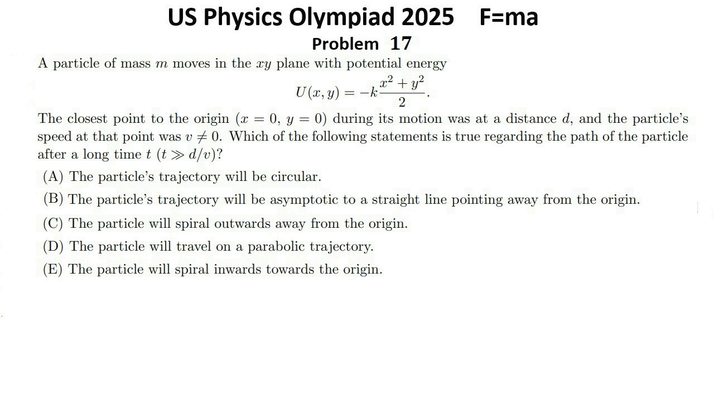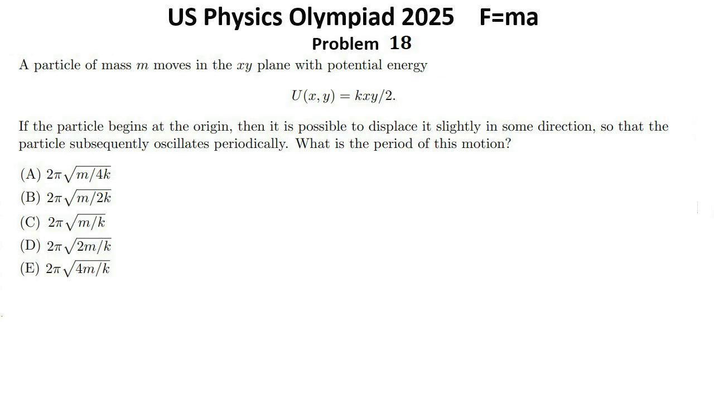Problem 17. A particle of mass m moves in the xy plane with potential energy U(x, y) equal to negative k(x² + y²)/2. The closest point to the origin (x equals 0 and y equals 0) during its motion was at a distance d, and the particle's speed at that point was v naught. Which of the following statements is true regarding the path of the particle after a long time t much greater than d over v?